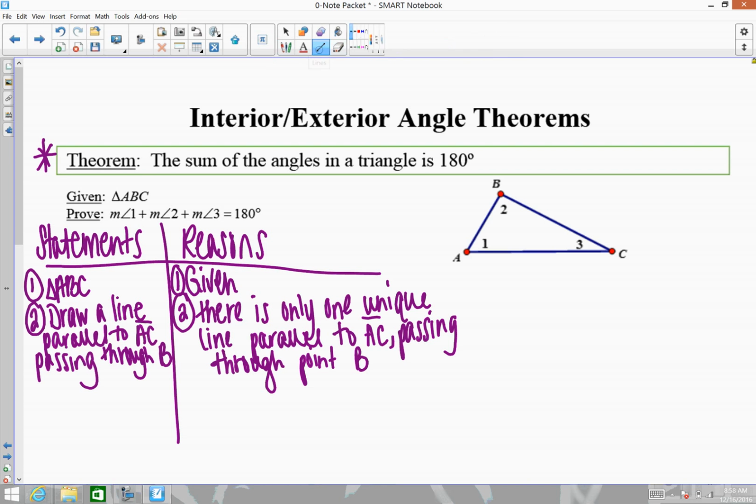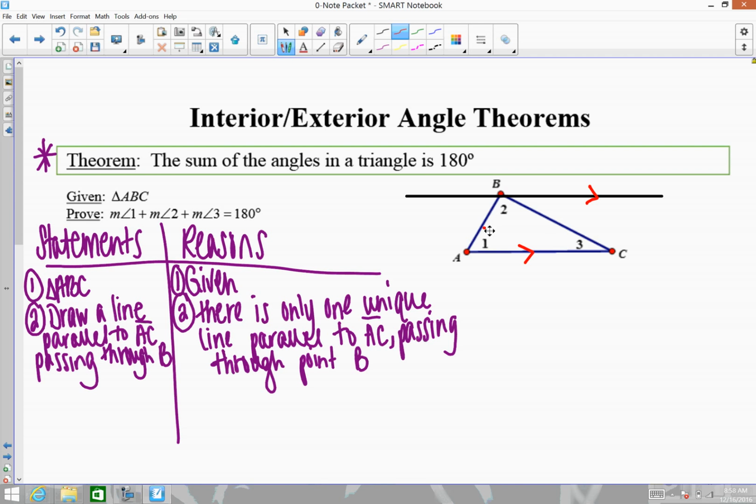So let me go ahead and sketch this. I'm going to draw a line that's parallel to line AC that passes through point B, and I can do this because there only exists one of these. There's only one line that could be parallel to a given line passing through a given point. So this line is parallel to line AC. Now that I have a parallel line, I can say that I have some congruent alternate interior angles or corresponding angles. Look for those types of angles.